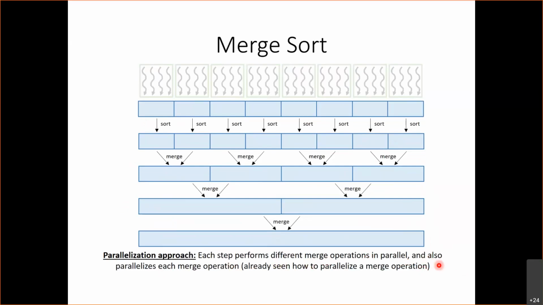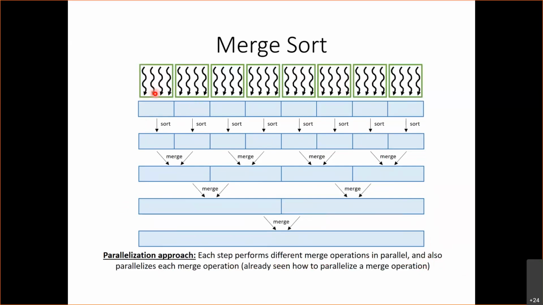For example, we can assign a thread block to each one of these segments. The thread block will sort this segment locally, using some kind of sort algorithm. Once we have these sorted segments, on the next iteration we can assign two blocks to this output segment to merge these two input segments. We can assign these two blocks to this output segment to merge these two input segments, and the same for the remaining output segments.